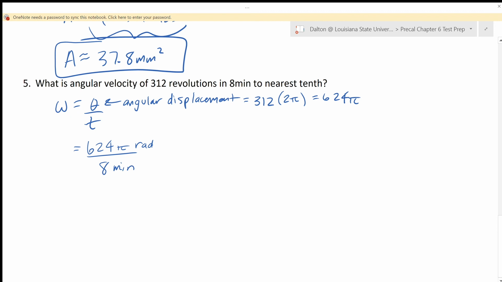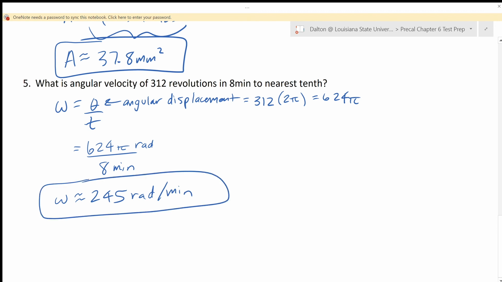If I divide this, I asked you for the nearest tenth, then that means omega will be approximately 245 units, which will be radians per minute. And in this case, when you have to write units for your answer, you definitely do want to put at least RAD, if not spelling out the whole word radian, so that I know your units there.